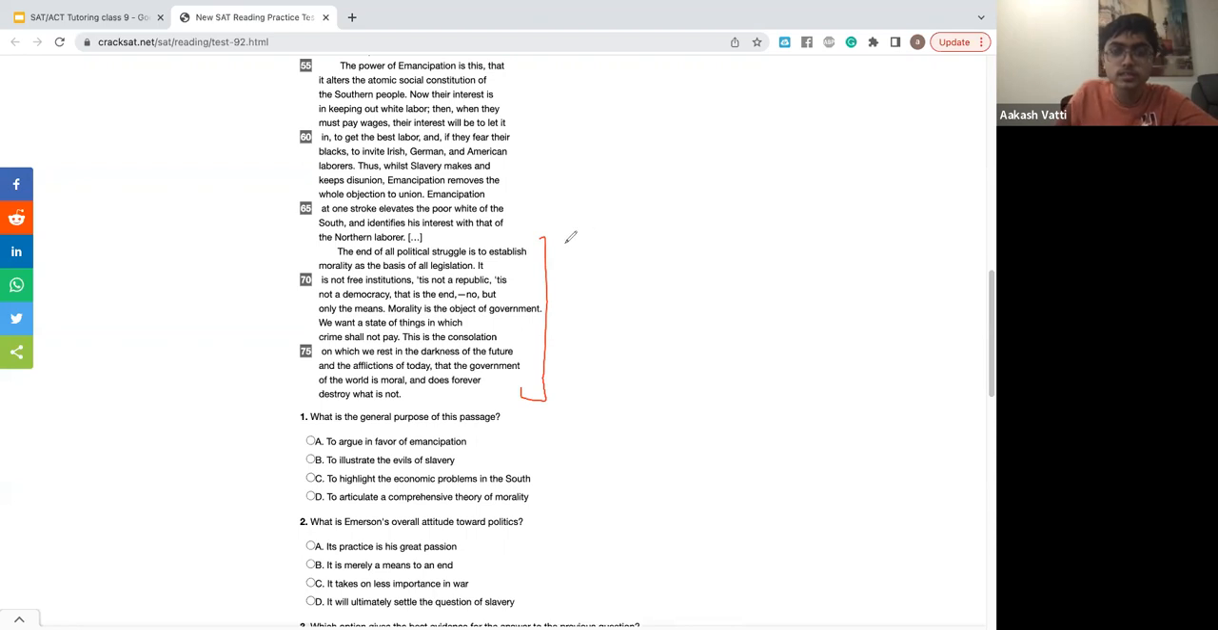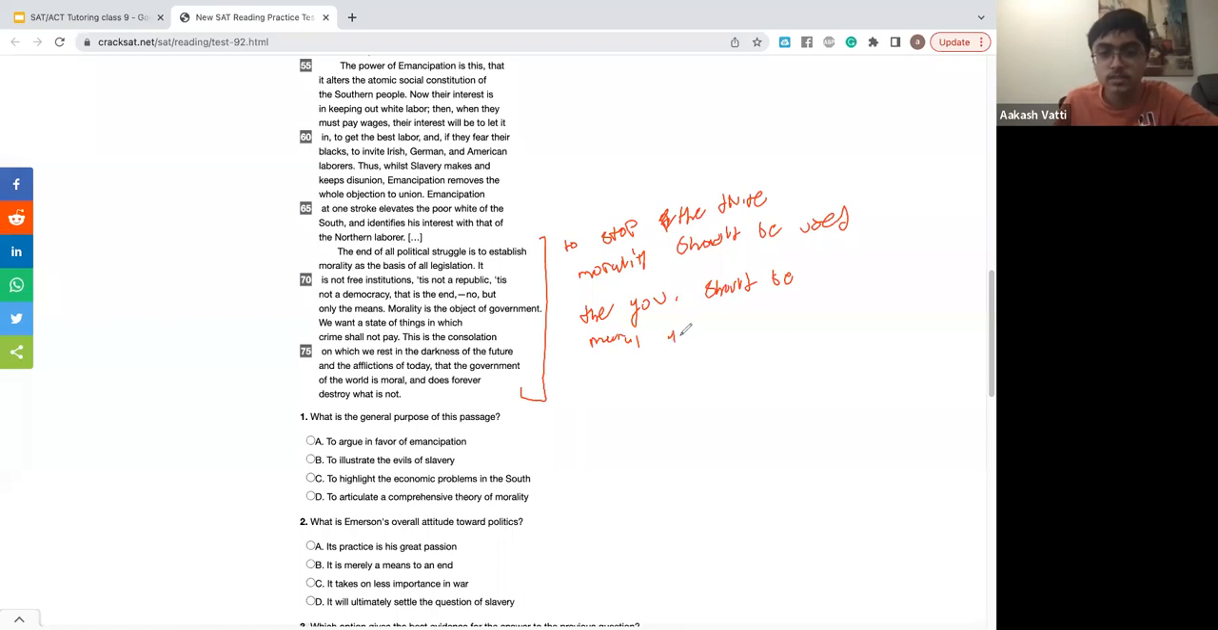So basically, to stop the political divide, morality should be used. The government should be moral, and go against anything immoral.